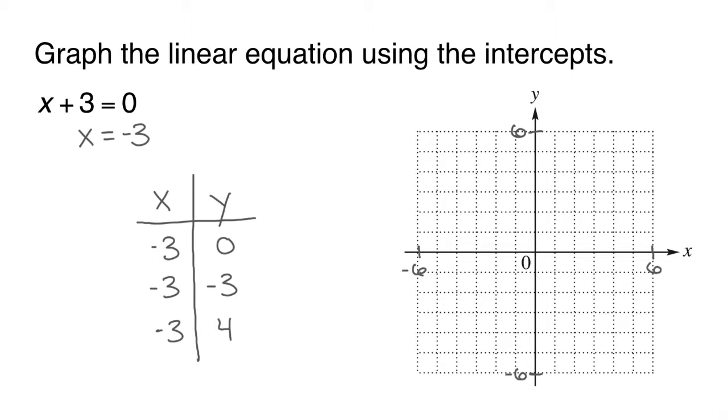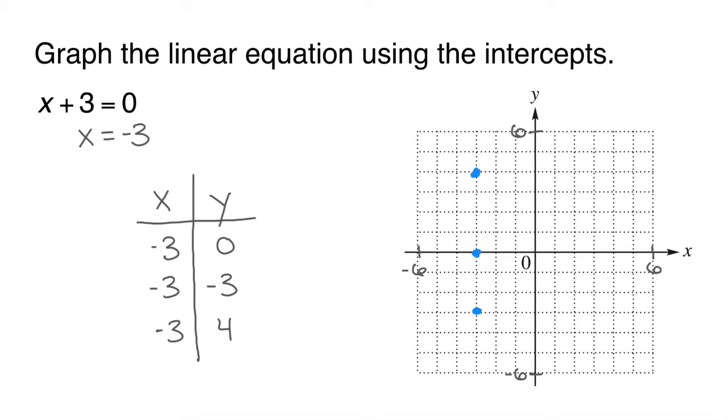We have the x-intercept at (-3, 0), so we find -3 on the x-axis and plot a point. We then have a point at (-3, -3), so from the origin we move left 3 and down 3 units. We also have a point at (-3, 4), so from the origin we move left 3 and up 4 units.